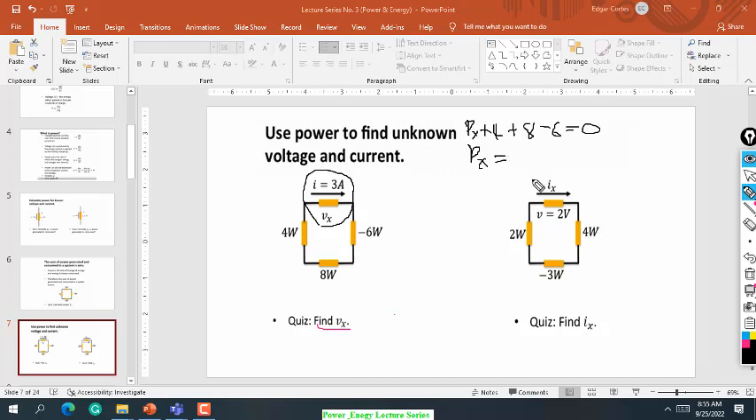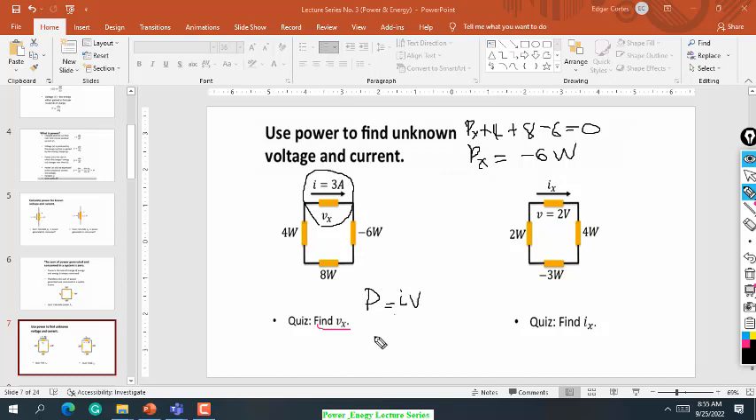equals negative 6, diba? So we have an answer of negative 6 watts. But what we are asked for is the voltage, Vx. So we know that P equals IV.